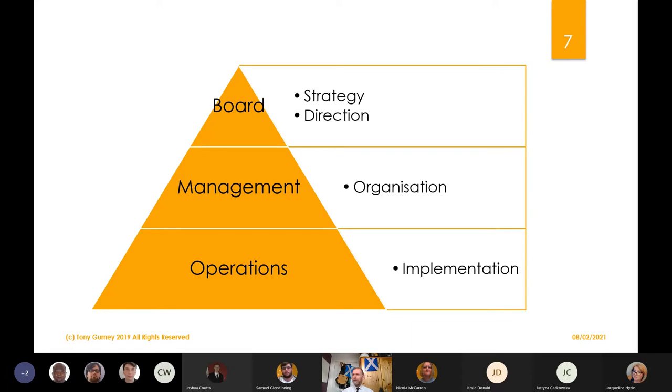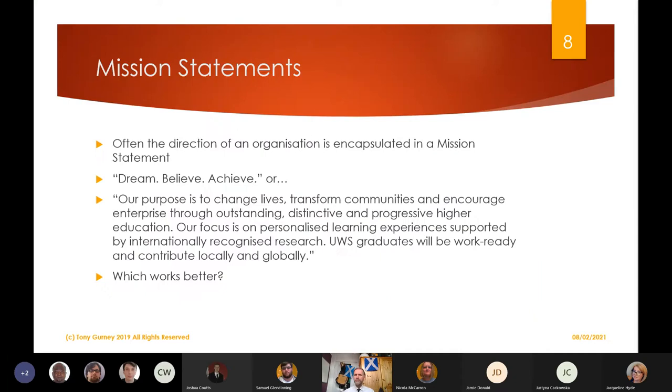One of the ways that organisations try and set that governance, set the tone for the organisation, is to use a mission statement. They'll try and say what it is that they're trying to do in a pithy way. So does anyone recognise dream, believe, achieve? Yep. Yeah. That's the kind of slogan that you see all the time in UWS.